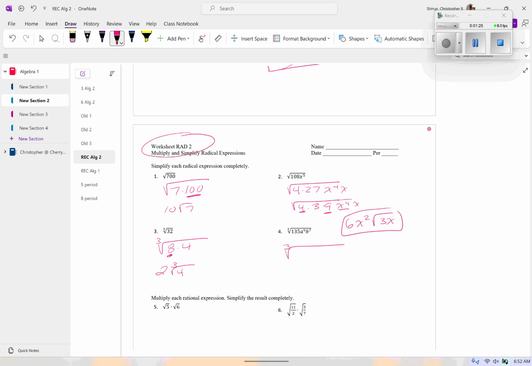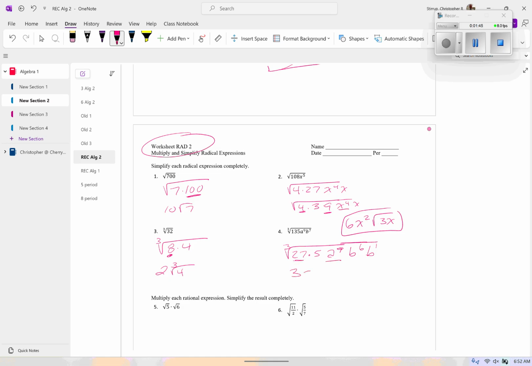Third root of 135. Let's see, 135 breaks down to 27 times 5. 27 is the biggest perfect cube. A to the ninth is a perfect cube. We're going to change b to the seventh to b to the sixth and b to the first, which is just b. So third root of 27 is 3.